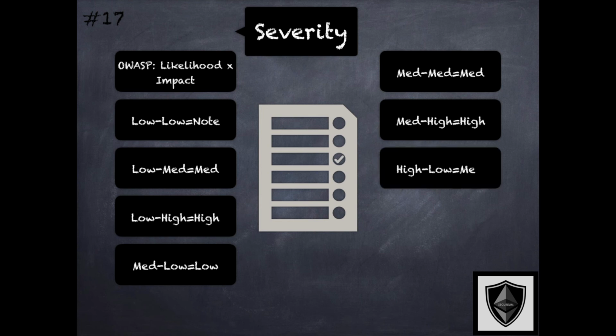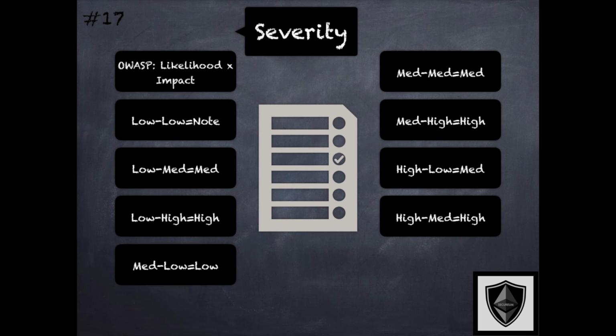So this is what is recommended by OWASP, but different firms end up using different severity levels. Trail of Bits, for example, does not use this OWASP recommendation and uses 5 severity levels instead. There's an informational severity where the issue does not pose an immediate risk but is relevant to security best practices or helps with defense in depth.